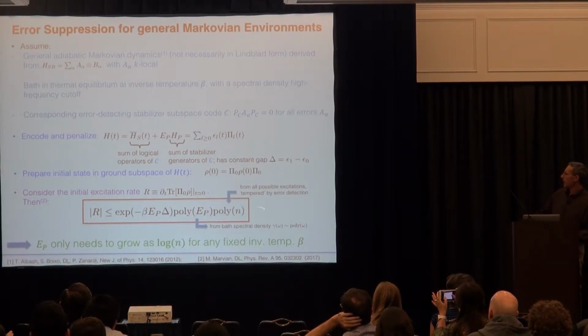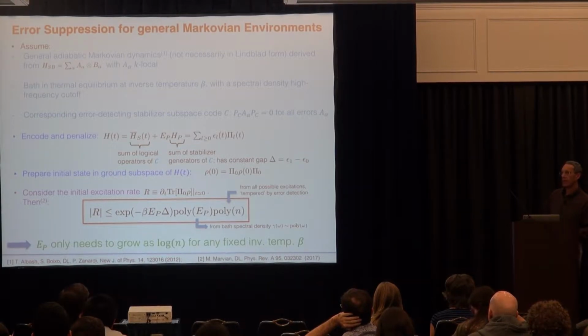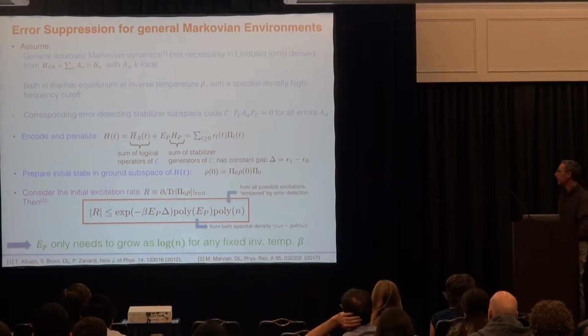It's actually kind of surprising that there's a polynomial here. Naively, you might expect that there should be an exponential in n here because there are exponentially many excited states. But it turns out that it's only a polynomial because of the error detection condition.